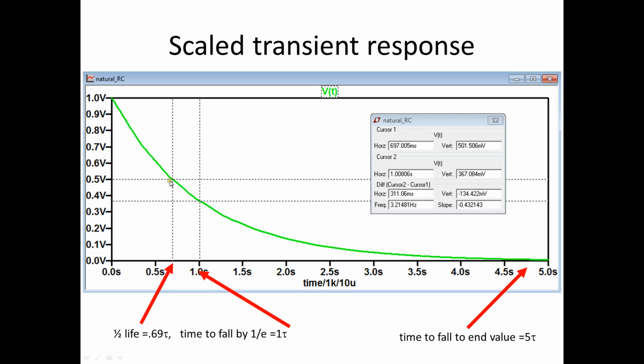Another important time is 0.69 tau, which will give you half your initial condition. And another one is 1 tau, where it gives you 38% of your initial condition. So effectively, 0.69 tau, 1 tau, and 5 tau are things you need to keep in your memory so you can talk about how fast things will rise or fall in a capacitor or inductor-like system.